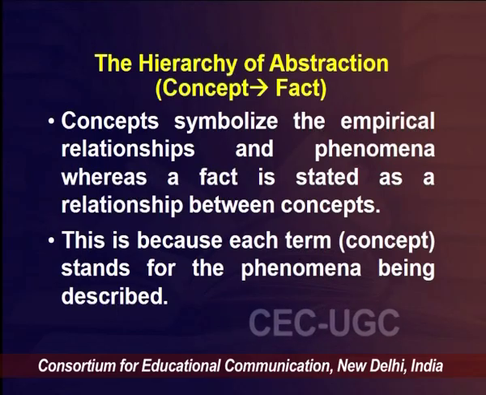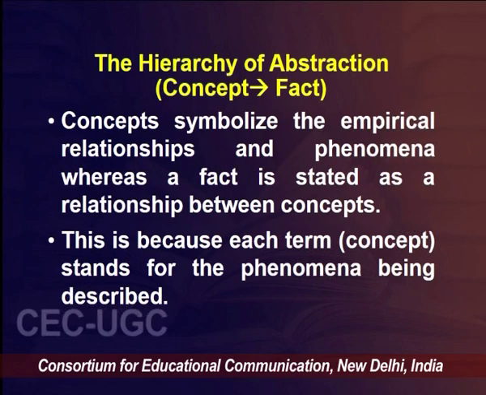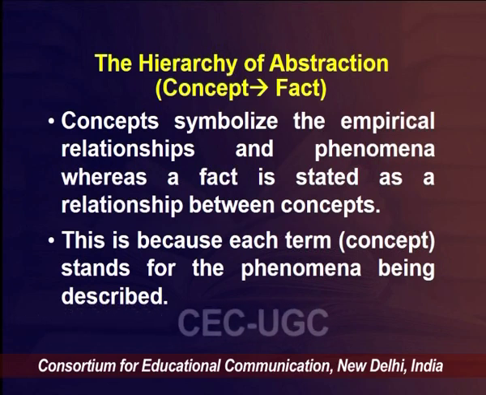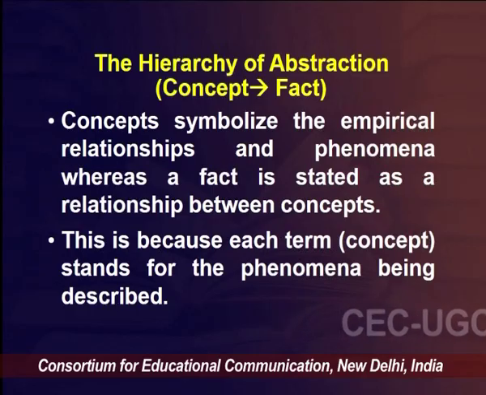And therefore, a hierarchy of abstraction is created, that is from concepts to fact. Concepts symbolize the empirical relationship and phenomena, whereas a fact is stated as a relationship between concepts. This is because each term or concept stands for the phenomena being described. So, to understand a phenomena, there could be multiple concepts. So, in this sense, a fact is described as a logical construct of concepts.